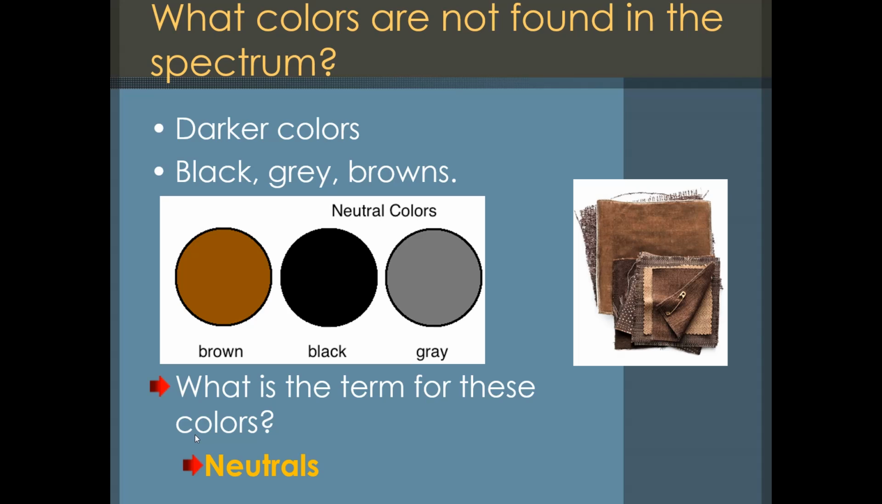There are colors that are not found in the spectrum, okay? We don't see things such as grays, blacks, or browns, right? These are colors that we see in nature, so we tend to call these neutrals. They're not made by breaking light. These are seen by reflecting colors back up to our eyes.